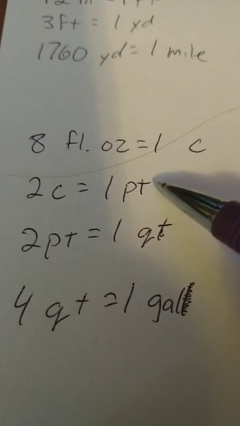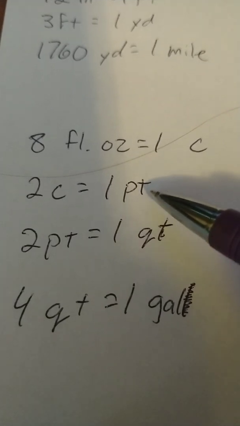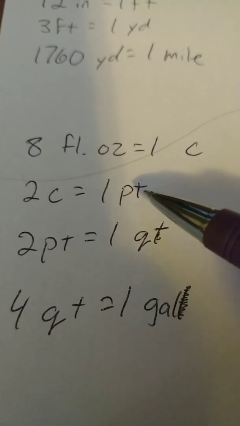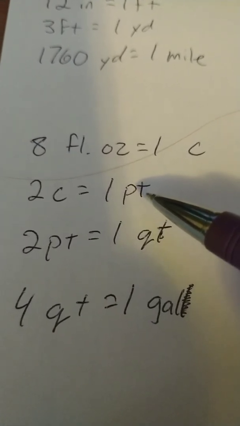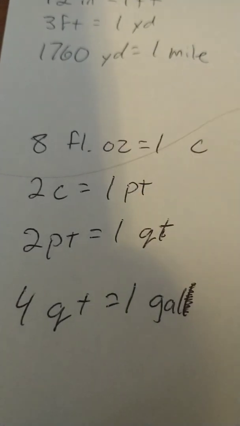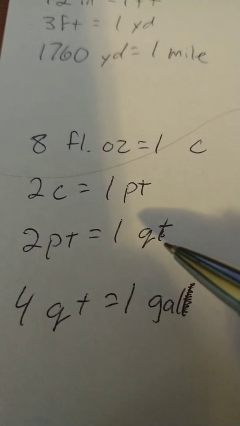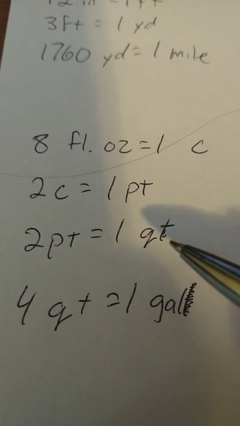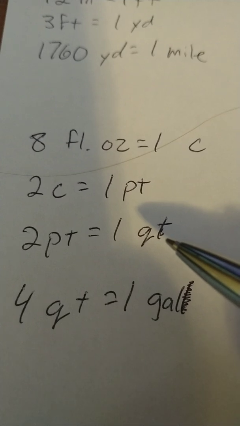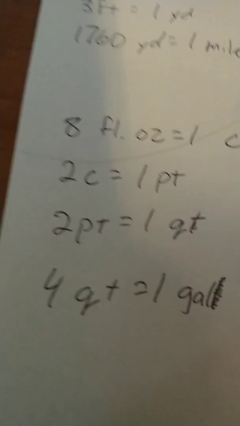1 pint, that would be the small container of like whipping cream that might be in your fridge, or maybe your parents have half and half to pour into their coffee in the morning. That's usually sold in the smaller 1 pint container. Quarts, that would be the tall, skinny quart of milk. And I'll try and draw these out to show you what I'm talking about. And then gallon, that's going to be the big plastic container of milk.